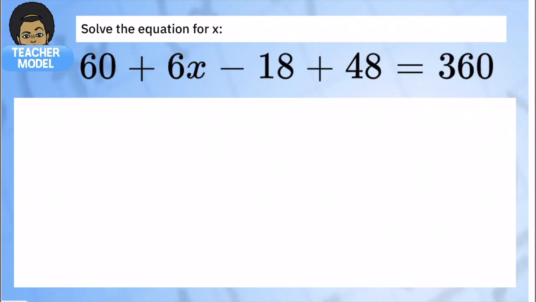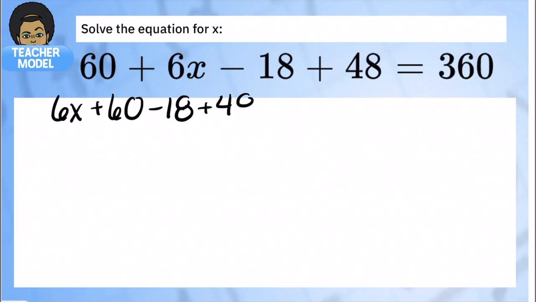We're just going to think logically, because once we get scared, it makes it really hard to do these problems. So the first thing you're going to see me do is think, is there a way that I can make this friendlier? And the answer is I'm going to combine like terms. I'm going to look to see if I can make it fewer terms. As I write through, I can see that I have tons of terms that I can combine. So I have 6x plus 60 minus 18 plus 48 is equal to 360.